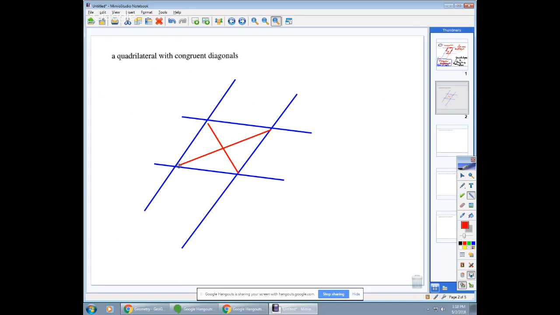Make the sides equal, maybe. One problem I think is that this angle is narrow and that angle's wider. Make the angles congruent. Diagonals being congruent means they're the same length, congruent meaning the same measure.